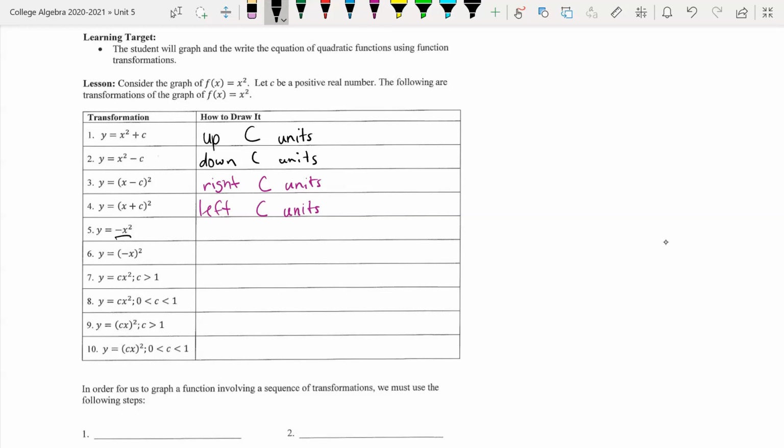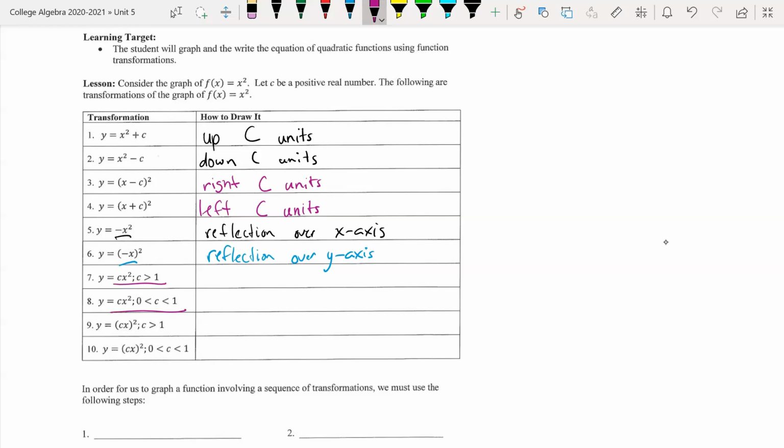If it's a negative on the outside, that's reflection over x-axis. If it's a negative on the inside, that's a reflection over y-axis.